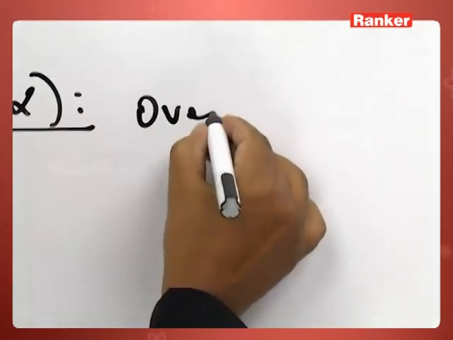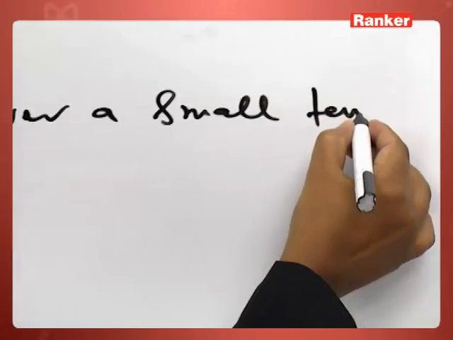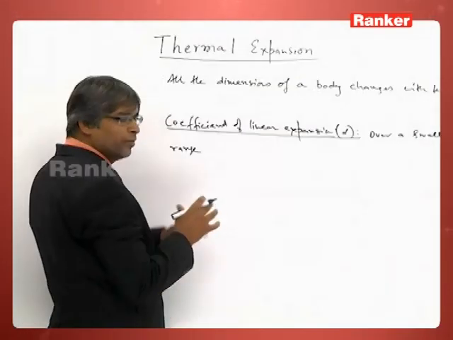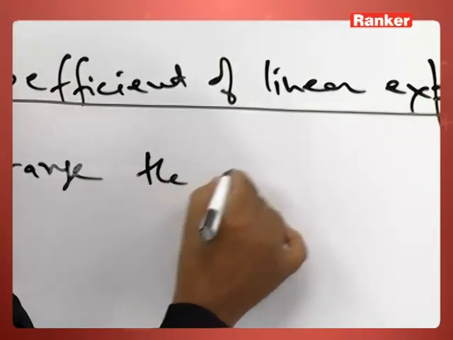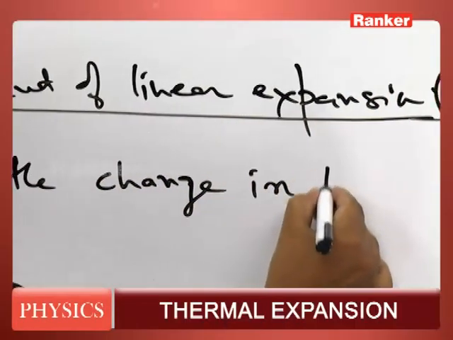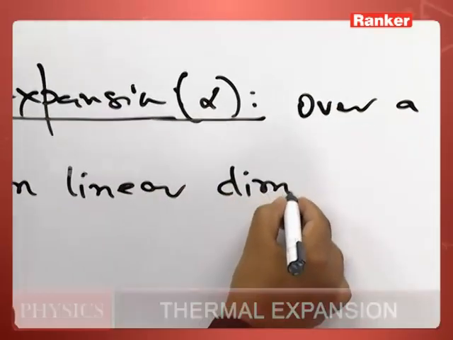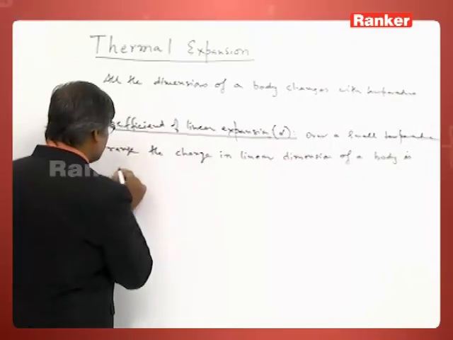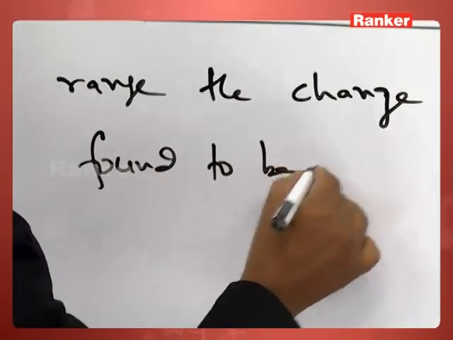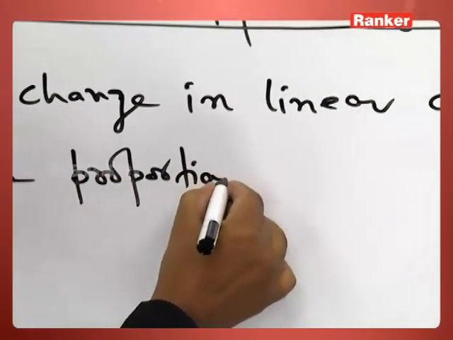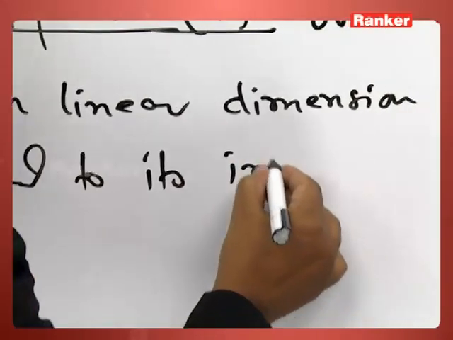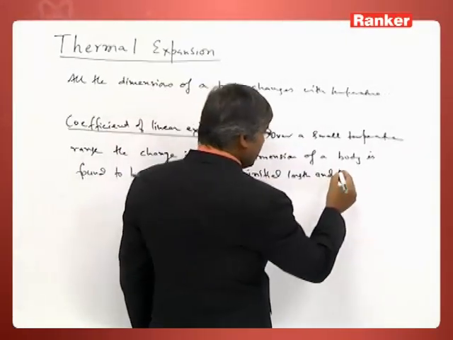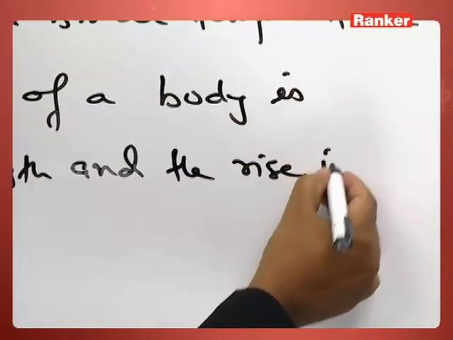So, over a small temperature range, that is, the rise of temperature is not very large, the change in length, the change in linear dimension of a body is found to be proportional to its initial length and the rise in temperature.